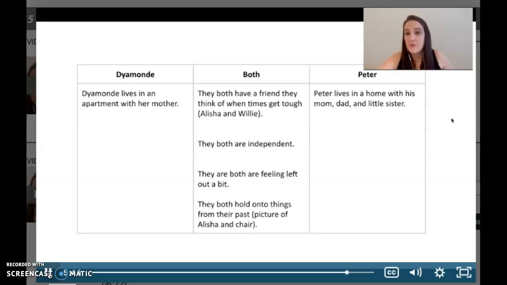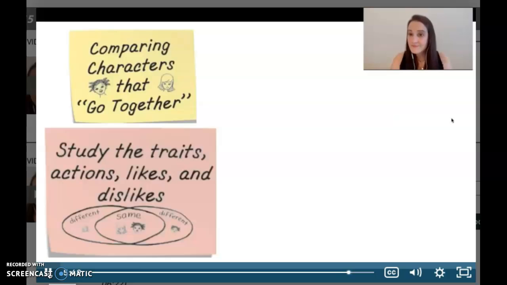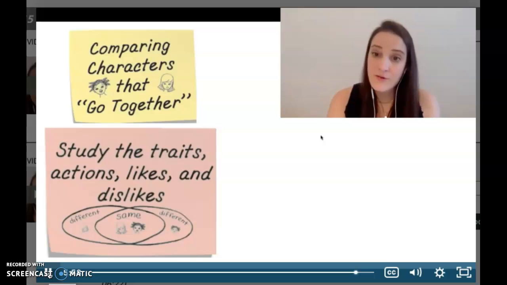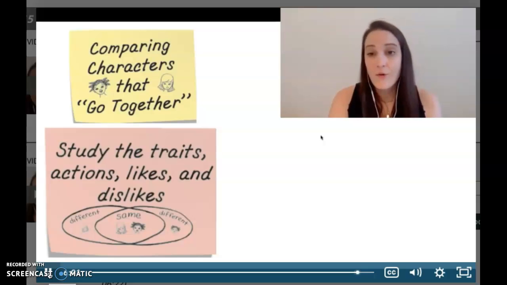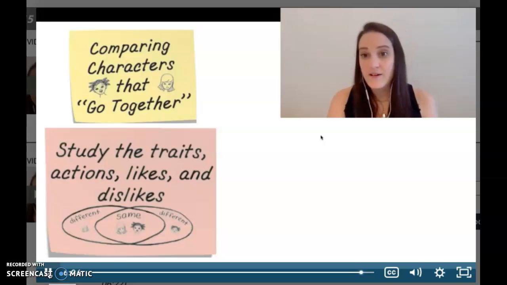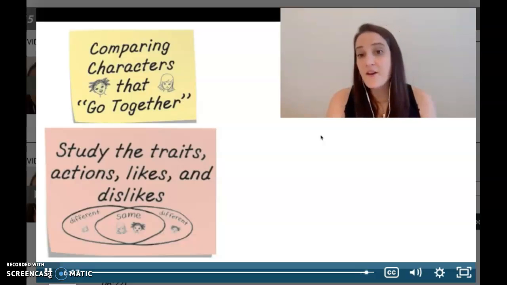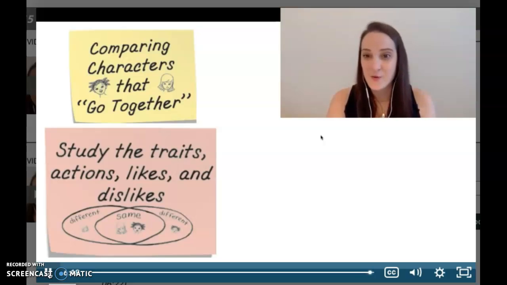So today, you might want to take on some of that work with your club. You might want to think about the book that you and your club are currently reading and start to compare it to another story, either that you've read together as a club or another text that we read together as a class or you read previously by yourself. And start to think about how the character traits, their actions, their likes, their dislikes are similar and different. It'll help you to think more deeply in your stories. All right, readers, off you go.